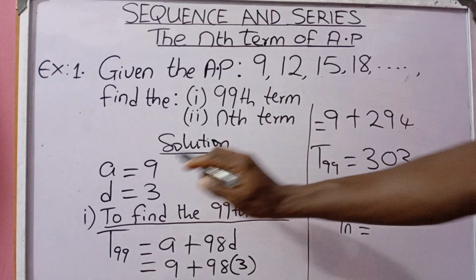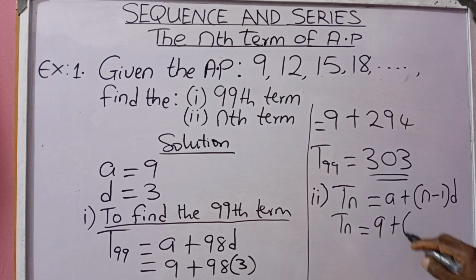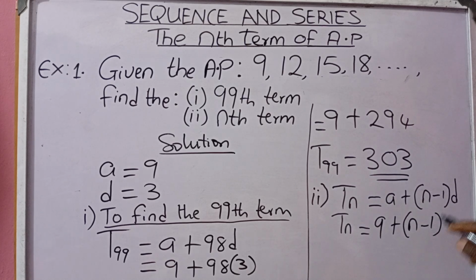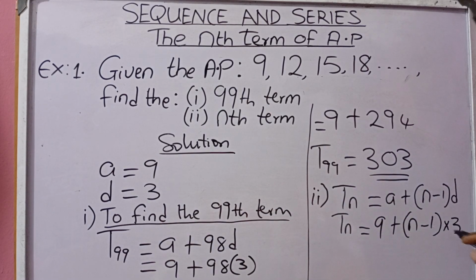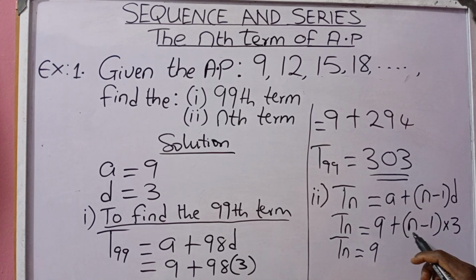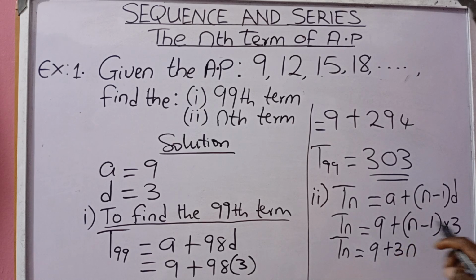A is 9 plus n minus 1 multiplied by D, which is what? 3. Multiplied by 3. All right, so to go further, we open the bracket. We have it as T sub n is equal to 9. Then this multiplied by this will give us plus 3n. That's to multiply this. Then multiply will give us minus 3. That's 3 times minus 1 will give us minus 3.